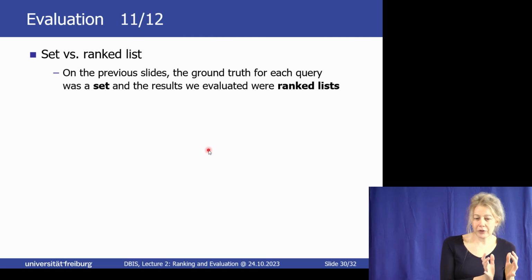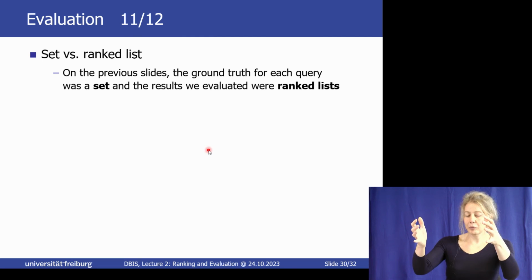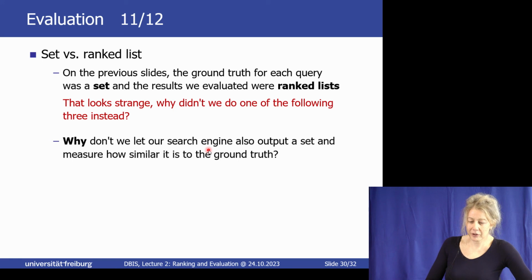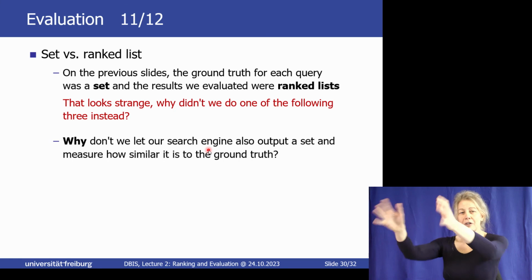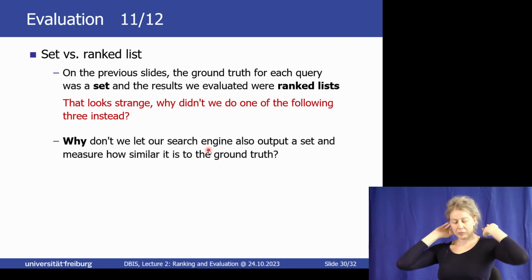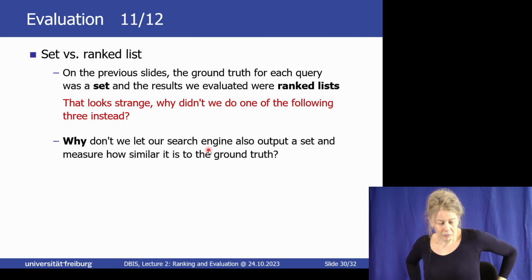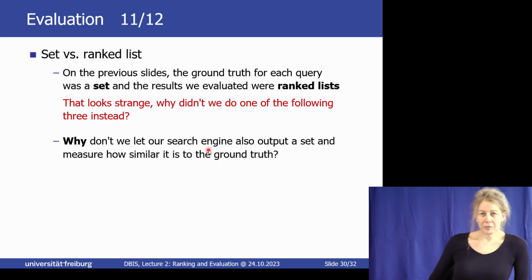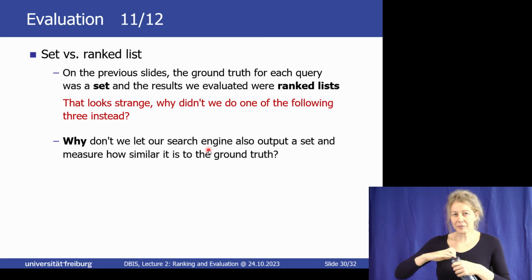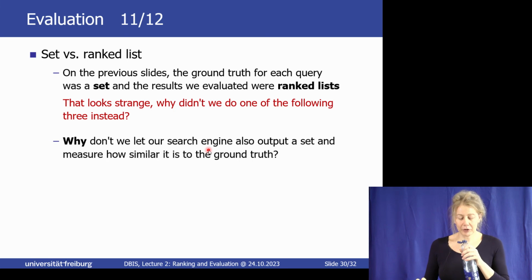So the ground truth is a set. Here the 5, and this gives rise to a number of questions. So why does our search engine not also output a set? Why does the search engine not say, here are the 5 relevant movies? Why does it output a ranked list? You can say something if you want, but does anybody want to say something? At least these are questions to think about. Why is the ground truth a set, but you output a ranked list?